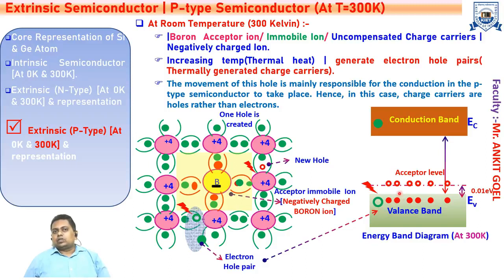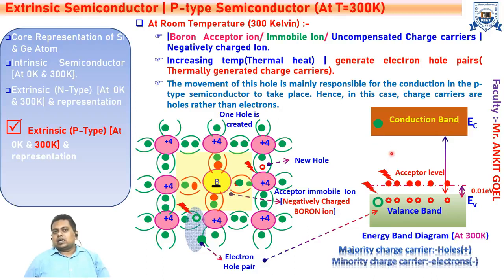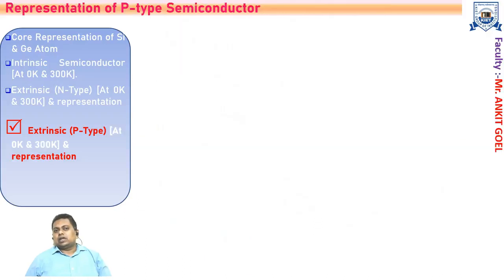So now what will happen to these holes which are at the acceptor level? They have a higher tendency to snatch out an electron from the silicon atom. As the temperature is increased, they snatch out the electron from the valence band of the adjacent silicon atom and leave behind holes in the valence band. So you can see that in the p-type semiconductor, the majority charge carriers are the holes and the minority charge carriers are electrons, and we have the immobile charge carriers as negatively charged ions. Right. So how are p-type semiconductors represented?